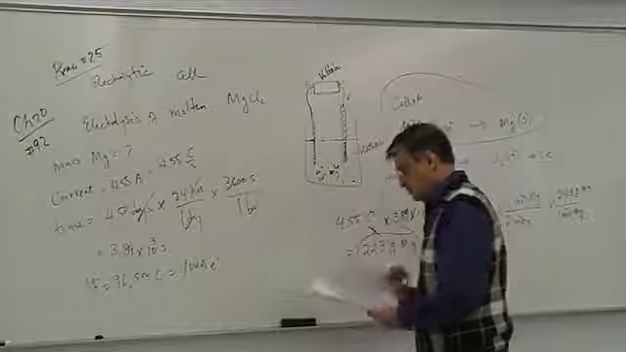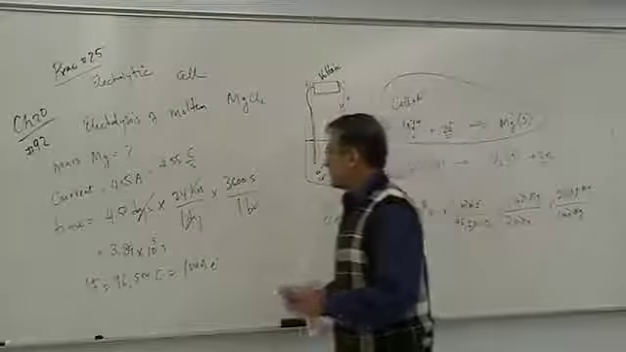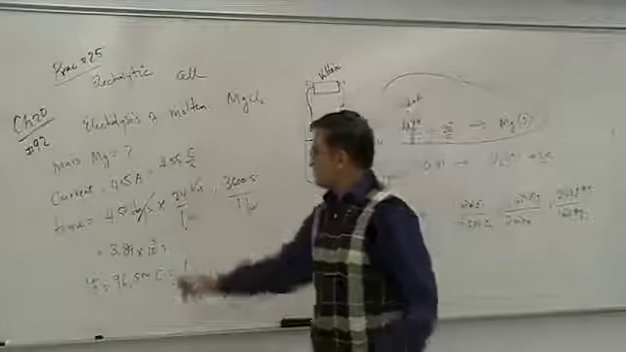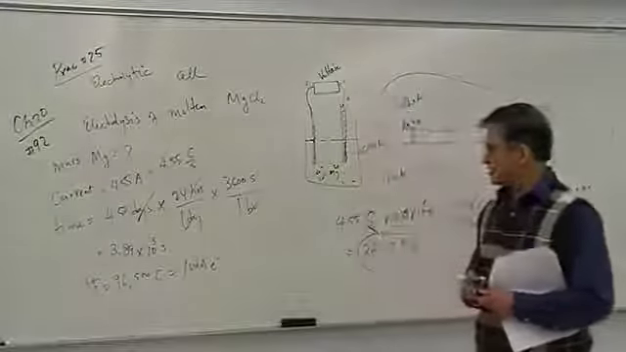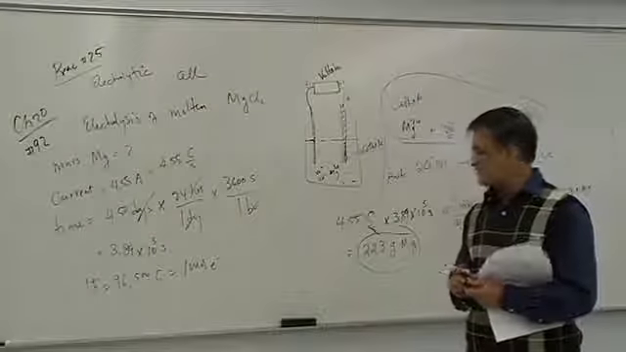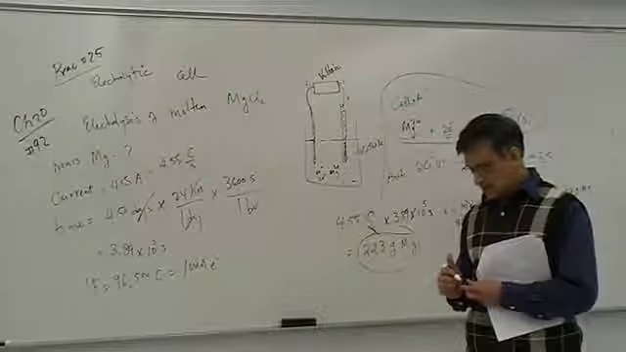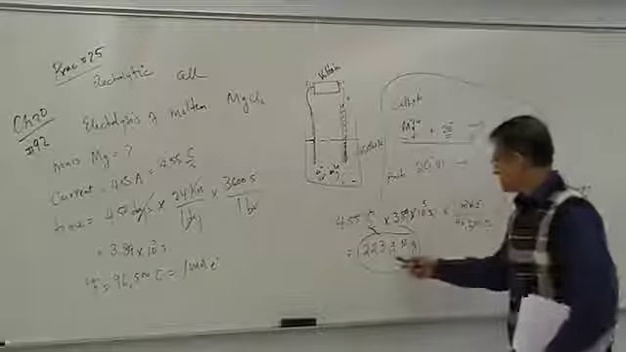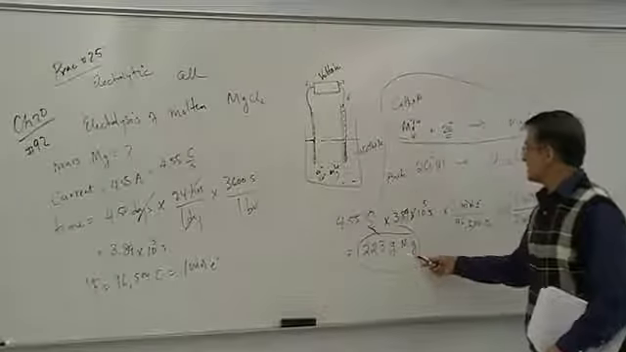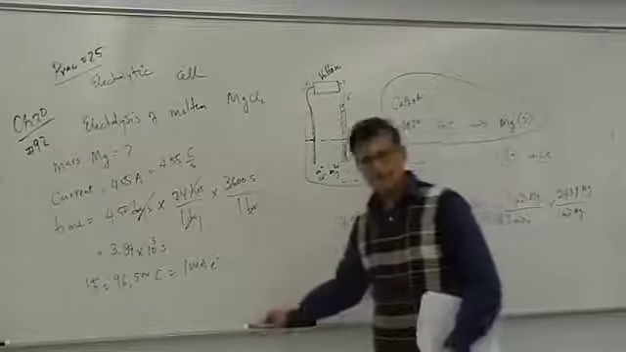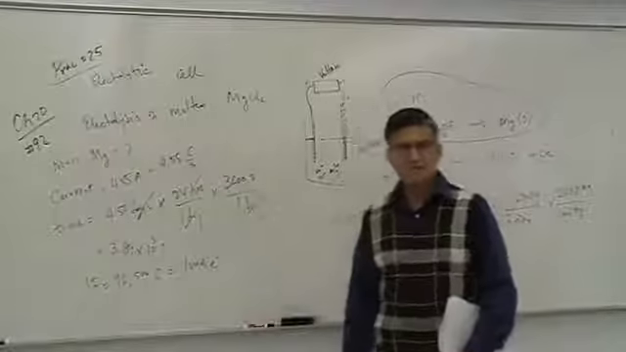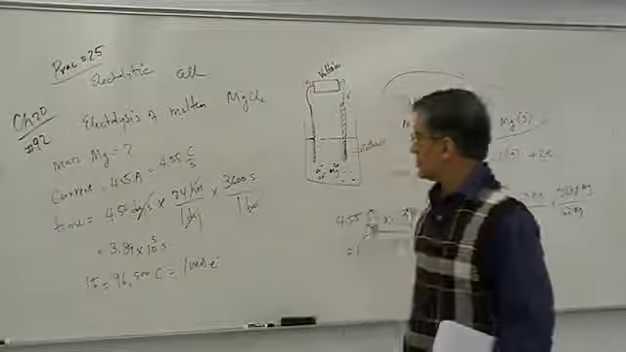That means if you allow 4.55 ampere of electricity to pass through for 4.5 days, then you get a deposit of 223 gram of magnesium on the cathode. And that's the end of our discussion, and I hope you'll be able to work on these problems.